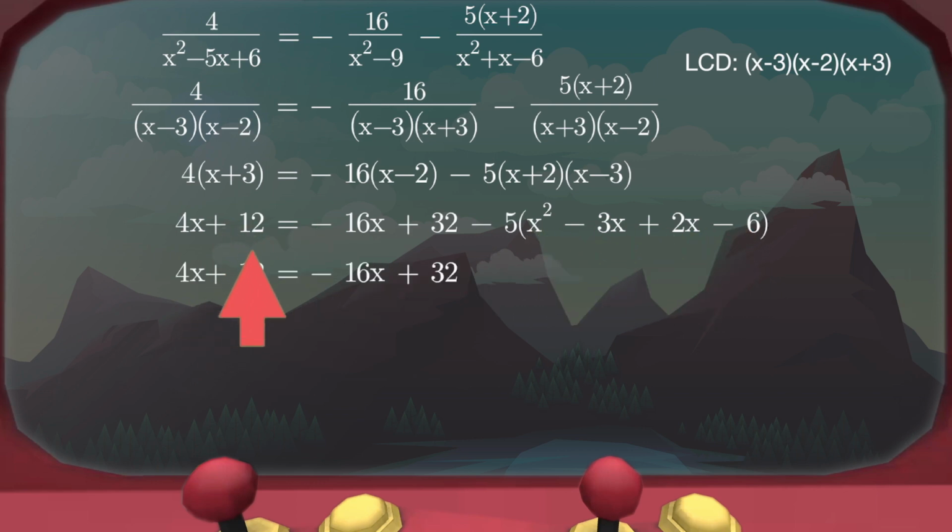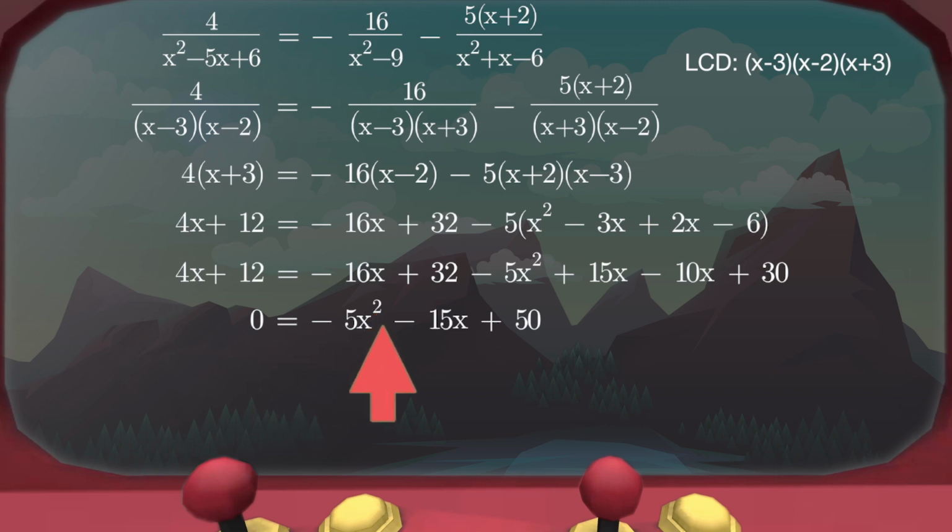Then I write everything down again, and then I start by doing the distributive law. So minus 5 times x squared is minus 5x squared. Minus 5 times minus 3x is plus 15x. Minus 5 times a plus 2x is minus 10x. And minus 5 times minus 6 is a plus 30. Now, since I have an x squared in all of this that remains, I know I'm busy with a quadratic equation, so I'm going to move everything to one side and simplify. So 0 is equal to minus 5x squared minus 15x plus 50. Well, this was just simple adding and subtracting, okay?